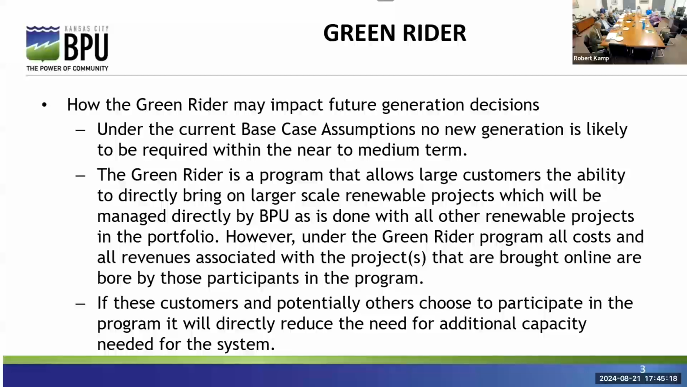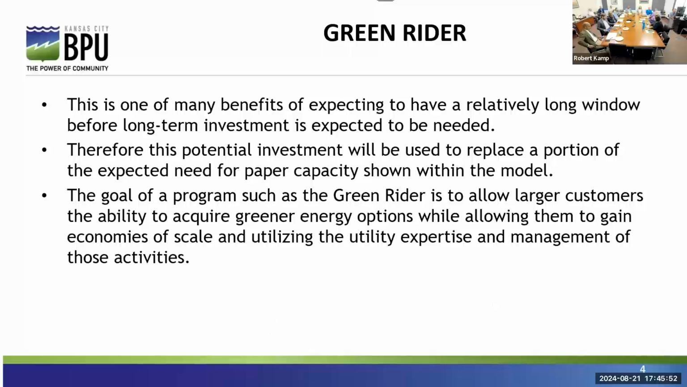So if those customers and potentially others within those rate classes chose to participate in that program, what it would really act to do is reduce the need for the additional capacity, because obviously as we brought on a new solar facility for these large customers, our need for capacity would shrink, and therefore it would eat into that paper capacity and potentially other generating needs that we have. So it would act as a benefit to the whole, even though those participants would bear the brunt of that cost.